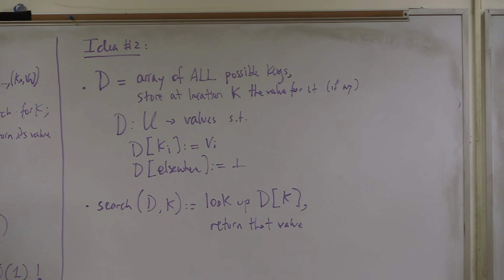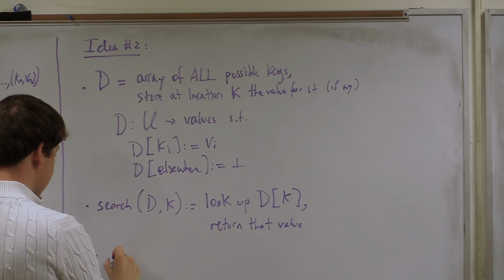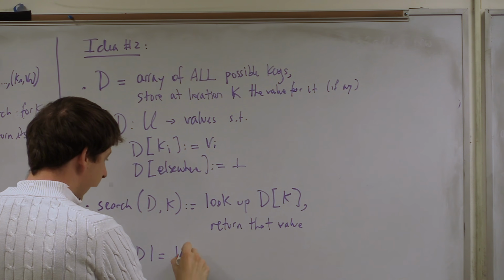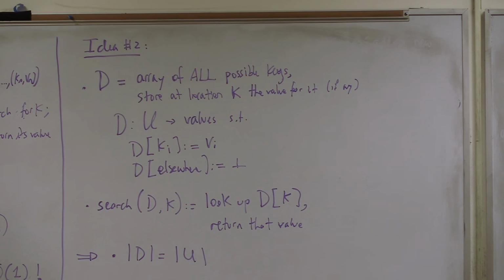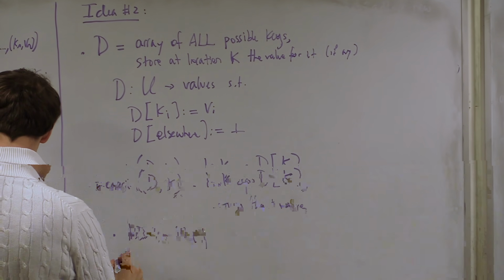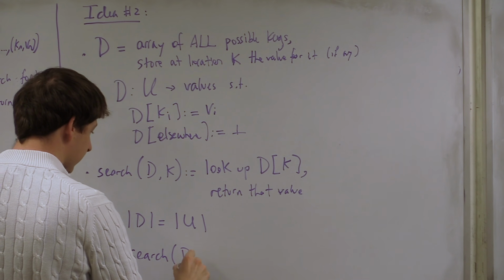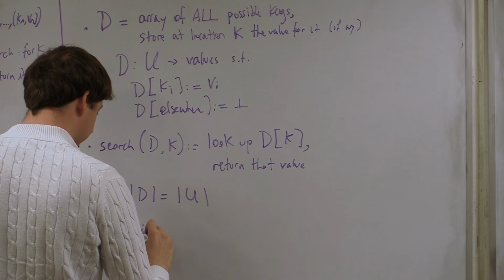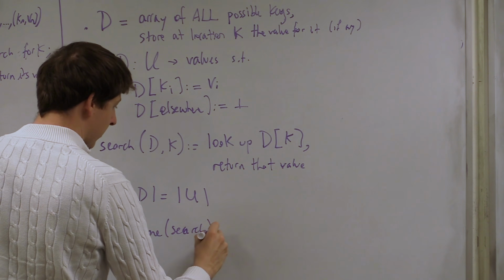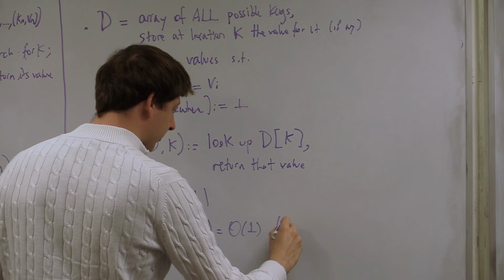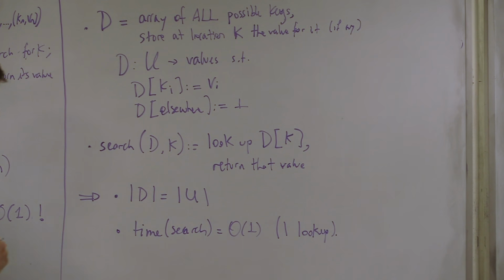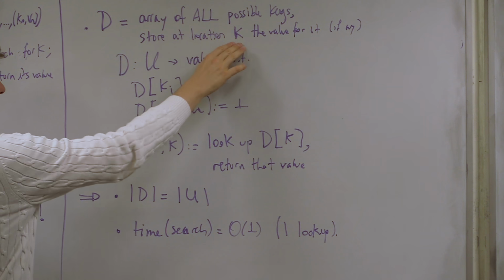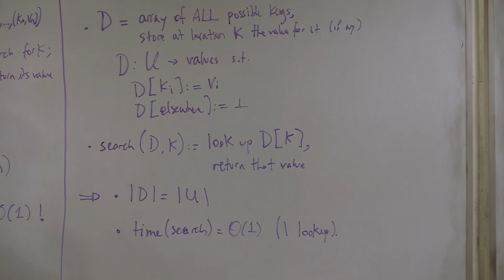Okay? So what we get here is that the size of D is the size of the universe. And the search time is order 1. It's like one lookup. Okay? So basically, by giving ourselves more space and interpreting the key as an address in memory, we could make sure that we are answering queries in worst case constant time.